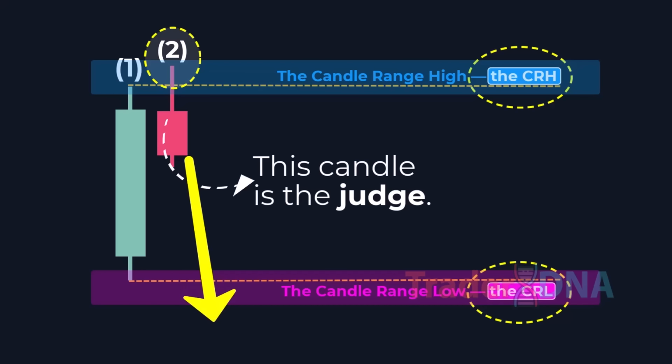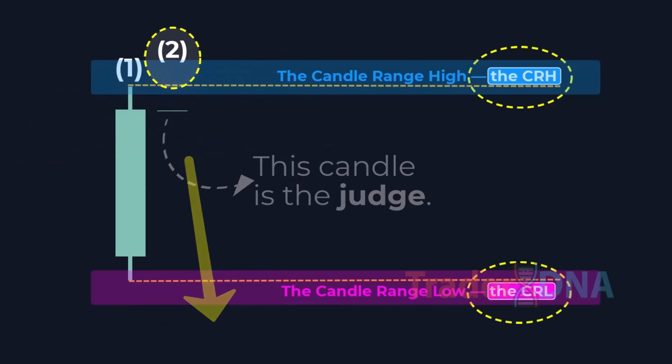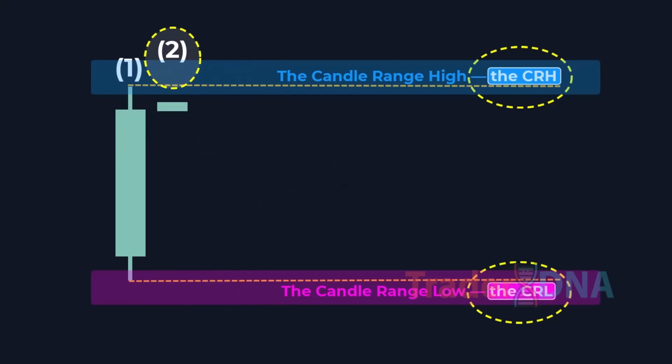So what do we want to physically see on the chart? We want the second candle to push up aggressively. We want it to trade above the first candle's CRH. We want it to grab that buy-side liquidity, take the stops, trigger breakout traders, create that illusion of continuation. And then we want it to fail.